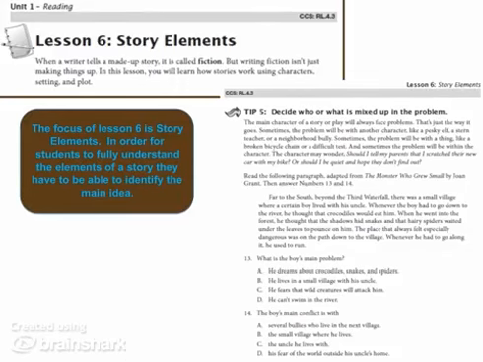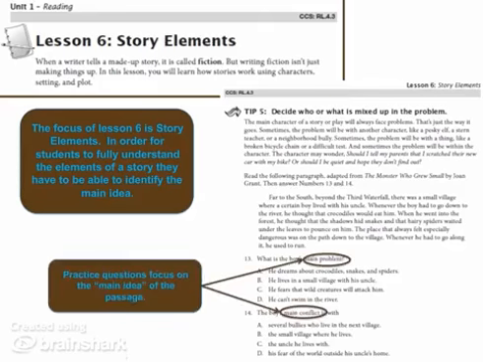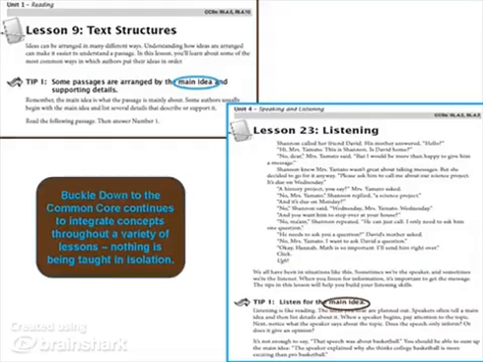This part of the lesson is focused on the story element plot and asks students to decide who or what is mixed up in the problem. Both practice questions for this tip involve the main idea of the passage. Paging through the book again to Lesson 9, there's an emphasis on main idea and even in the speaking and listening unit in Lesson 23. Students are expected to know, understand, and apply main idea.